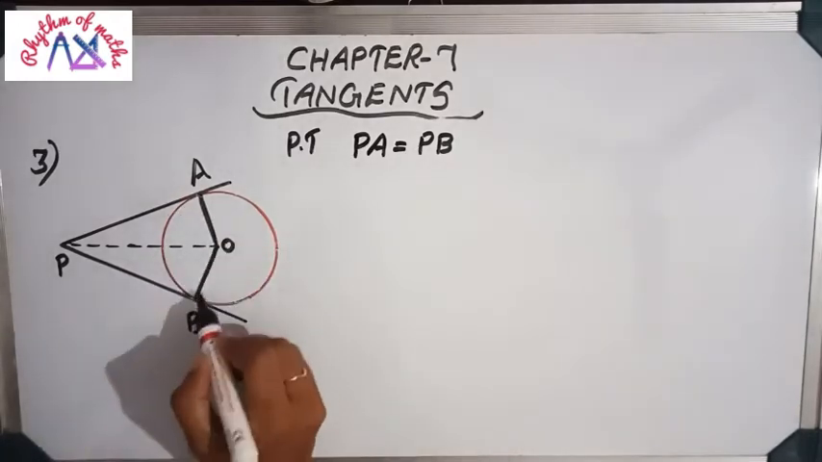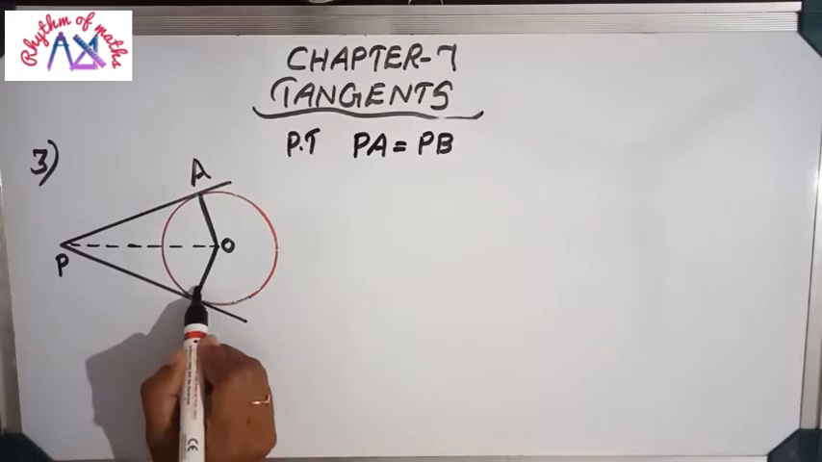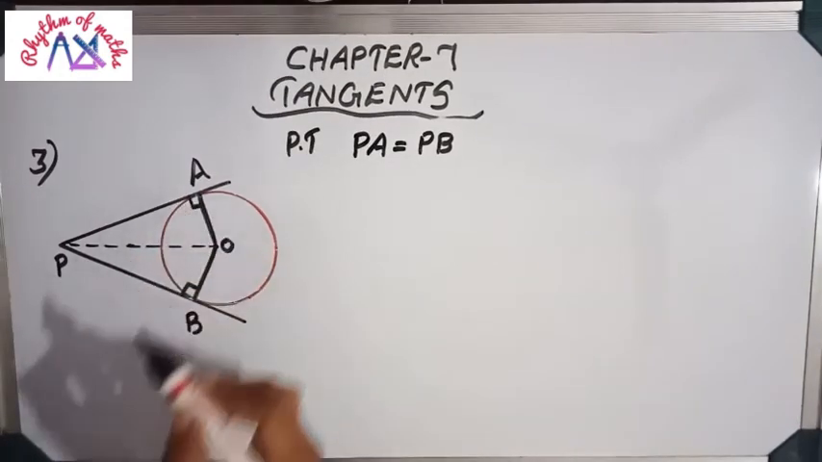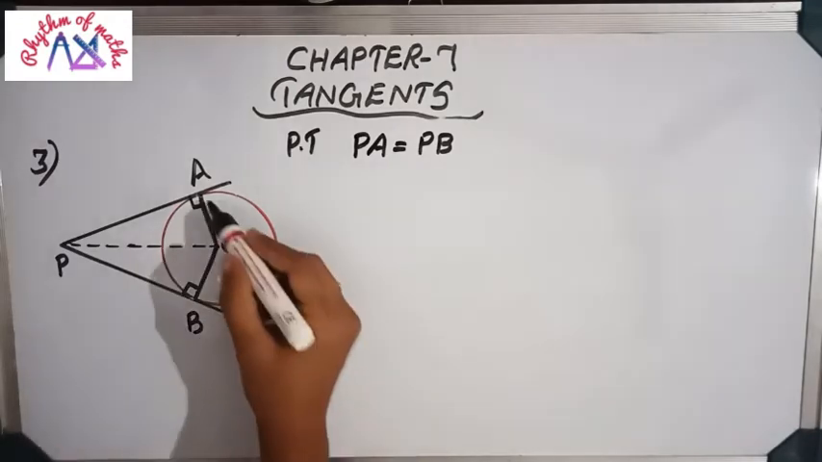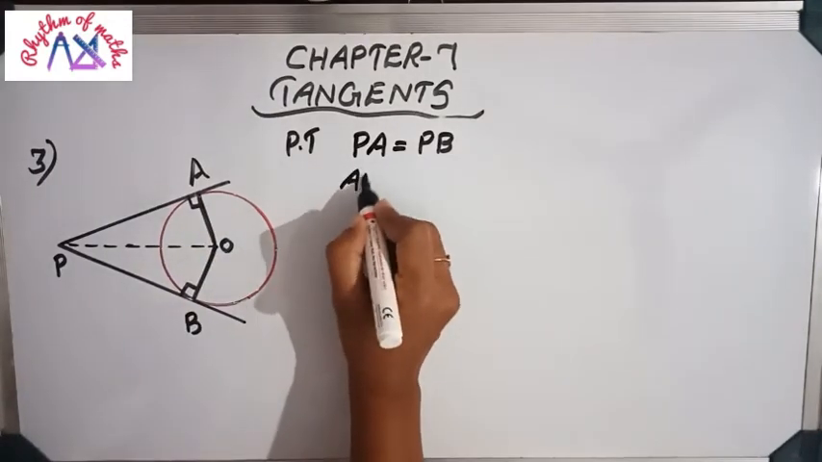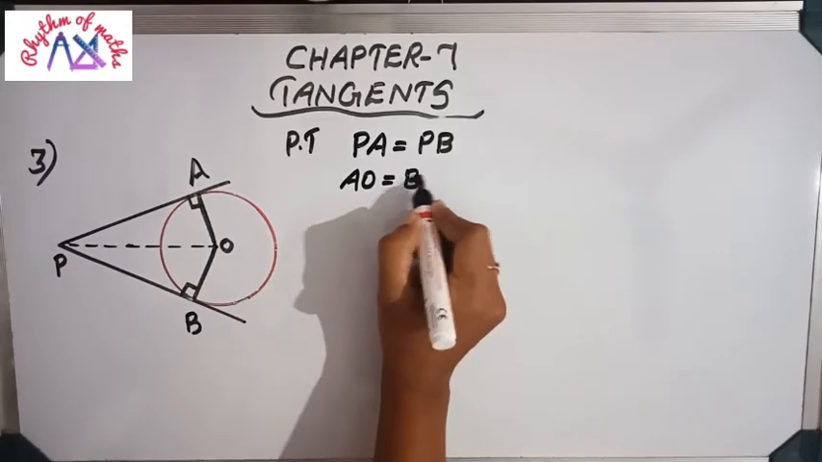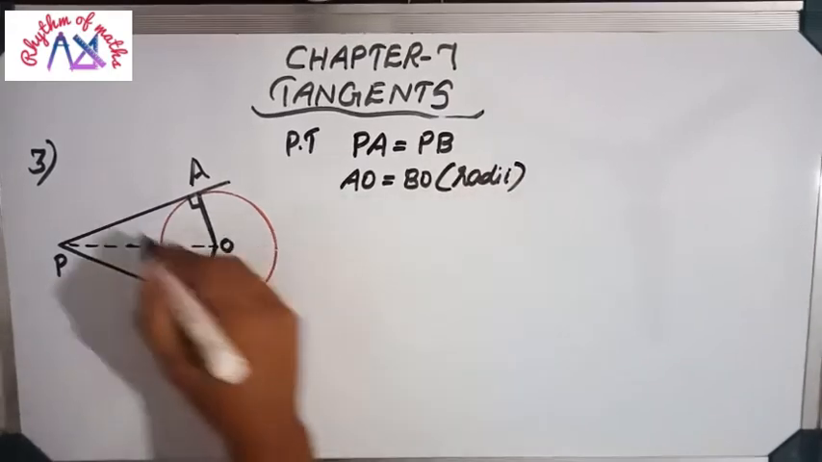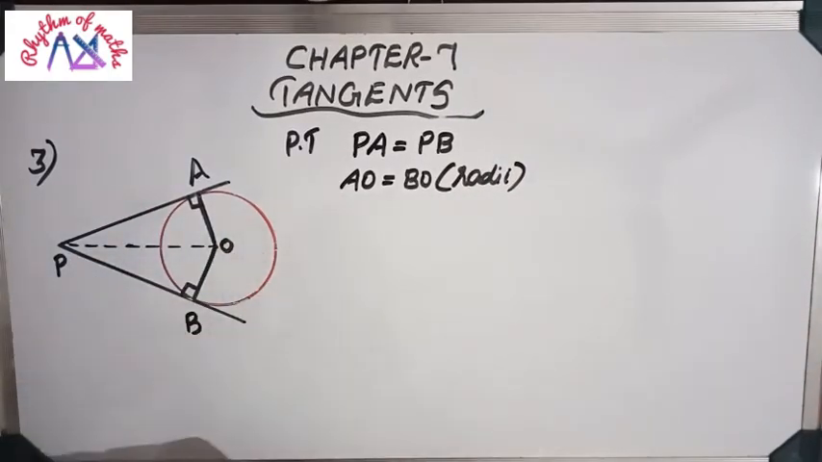So in order to prove this, first of all, we have to consider the angles. Here angles will be what? Radius and tangent will always be perpendicular. That means this is a 90-degree angle, this is also a 90-degree angle. And this AO and OB are radii, that is equal. AO equal to BO, radii. Okay. Now let's apply the Pythagoras theorem. The lengths will be equal, that is what we need to prove.